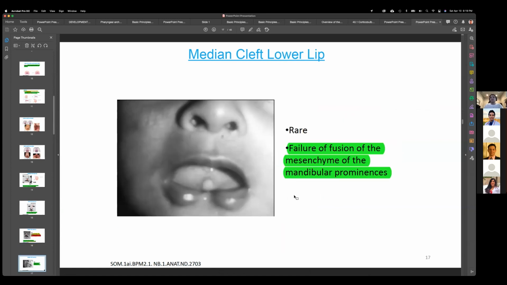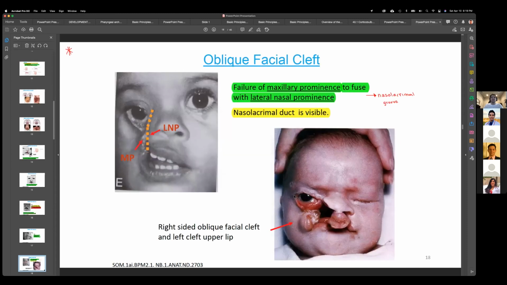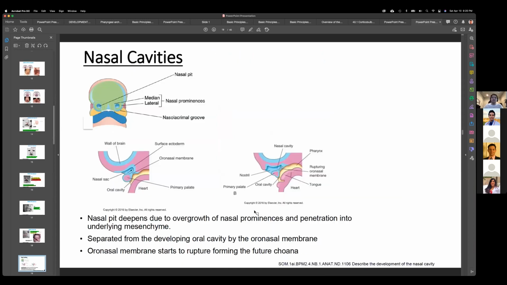Okay, that's not that important. Oh, and then, so this is really sad. If it's a maxillary prominence, right? So it's up above with the lateral nasal prominences. It's the nasolacrimal groove that forms.